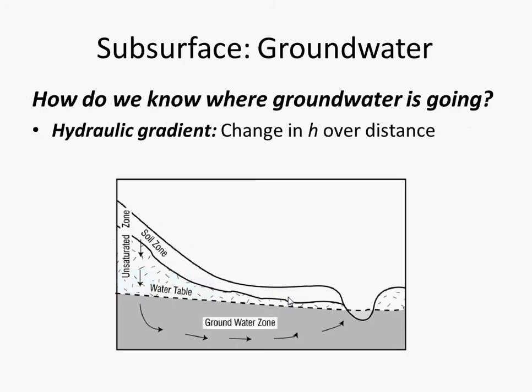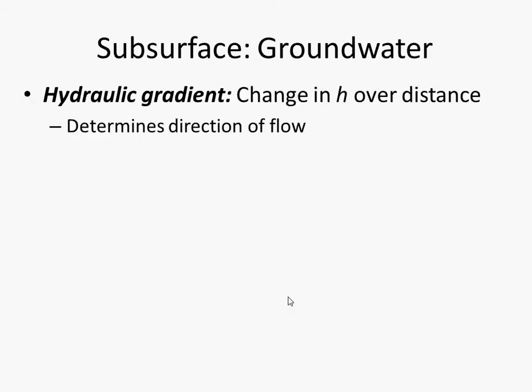Okay, so how do we know where groundwater is going? And that's where the hydraulic gradient comes in, and the hydraulic gradient is the change in hydraulic head over distance. So this is what determines direction of flow.